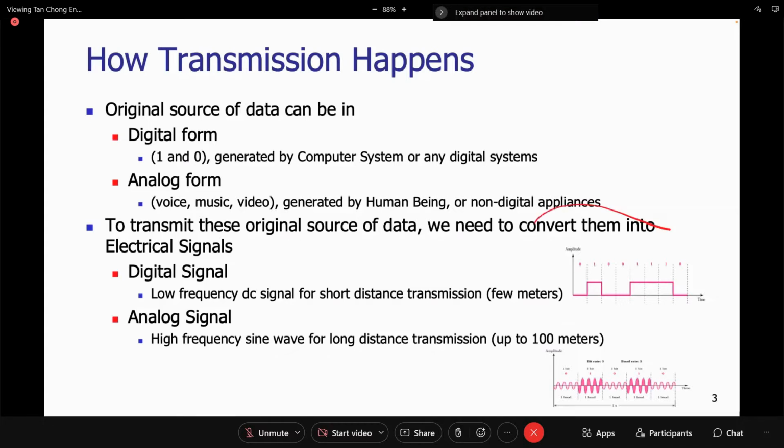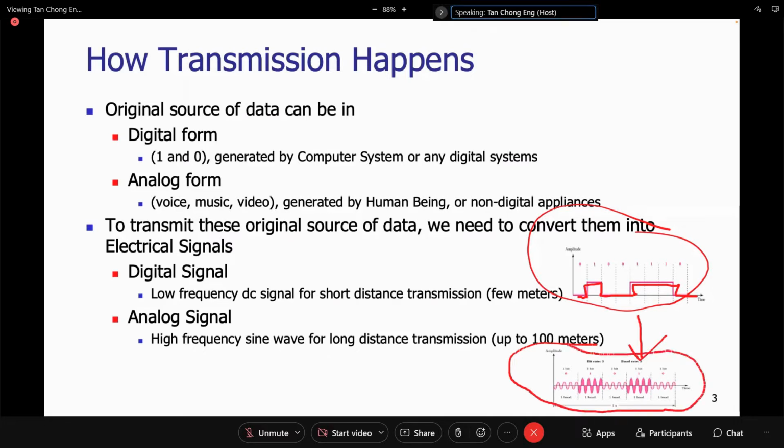Okay, so you will see this diagram here. This is actually how your 1 and 0 is being represented by a digital signal. This signal going up and down, you can see this signal going up and down. This is actually a digital signal. Okay, this one is a digital signal, right? So for analog signal, that will actually carry. So when you modulate the digital signal to analog signal, this is what you're going to get. This is an analog signal that has already been modulated with the digital signal.